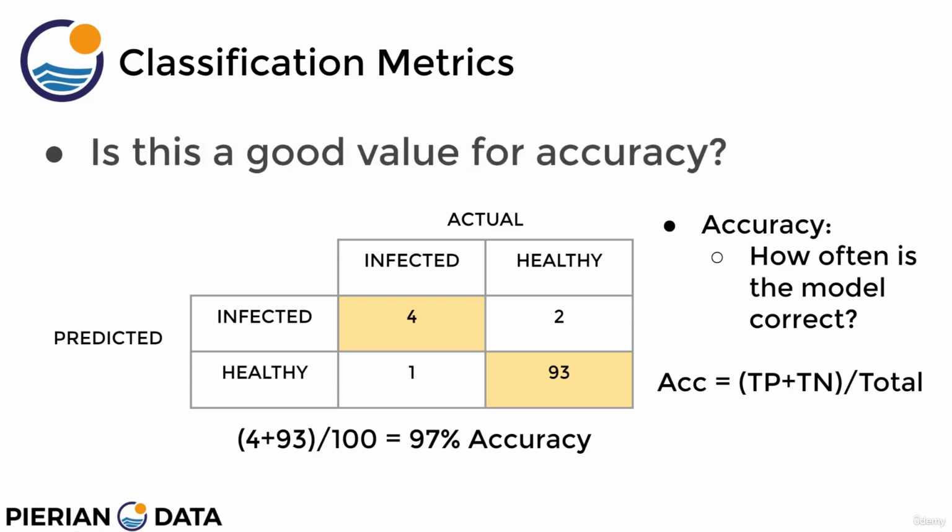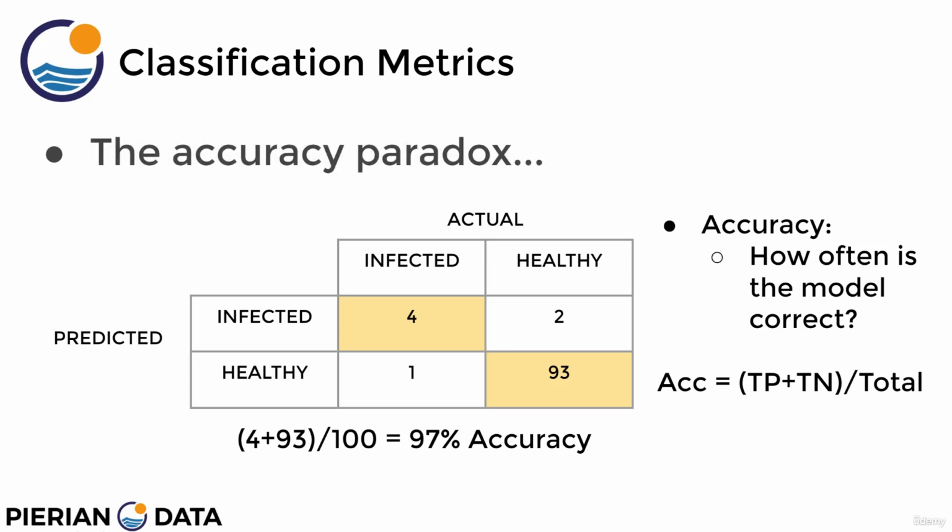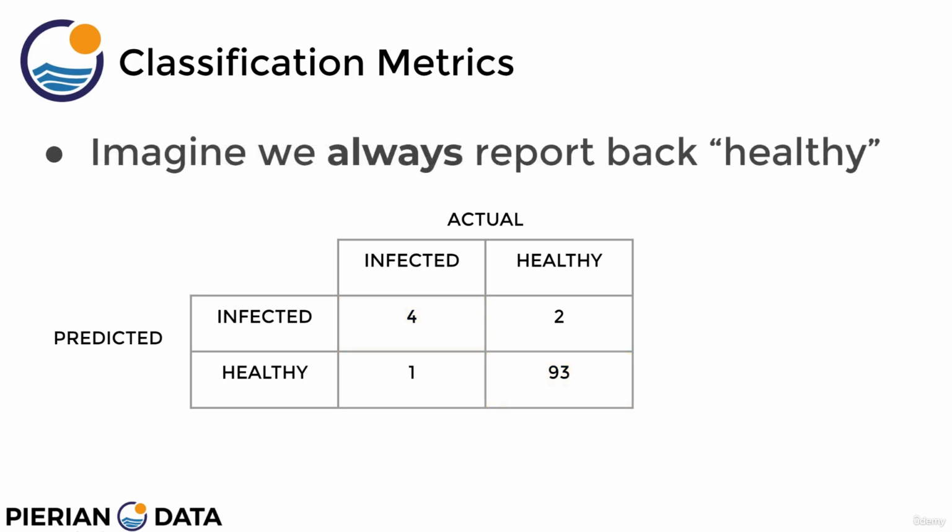Now, the obvious next question is, is this actually a good value for accuracy? And this is where the accuracy paradox comes into play. You may have heard that many tests just tout how accurate they are, but this could lead to a paradox in situations where you have an imbalanced label. In order to understand the accuracy paradox better, let's imagine we always report back healthy. So I have this very simple model that regardless if this person has the virus or is healthy, I just give them a slip that says, I predict you're healthy. What would our model look like then?